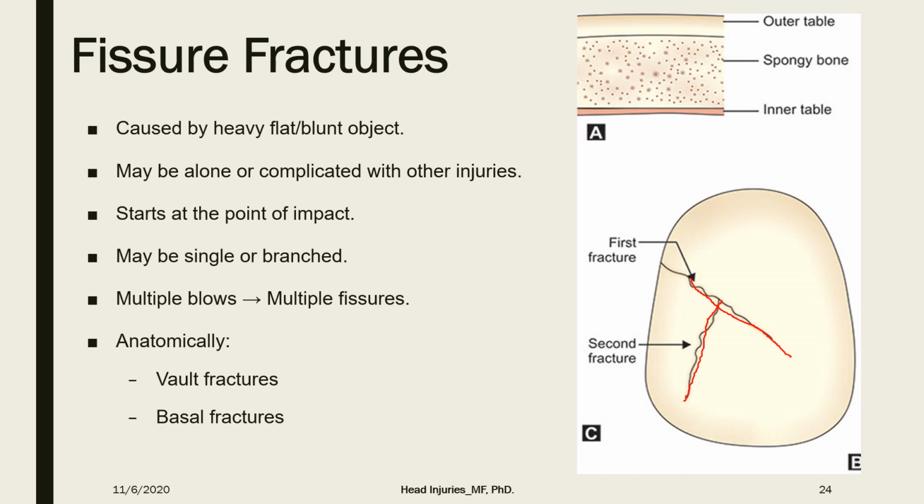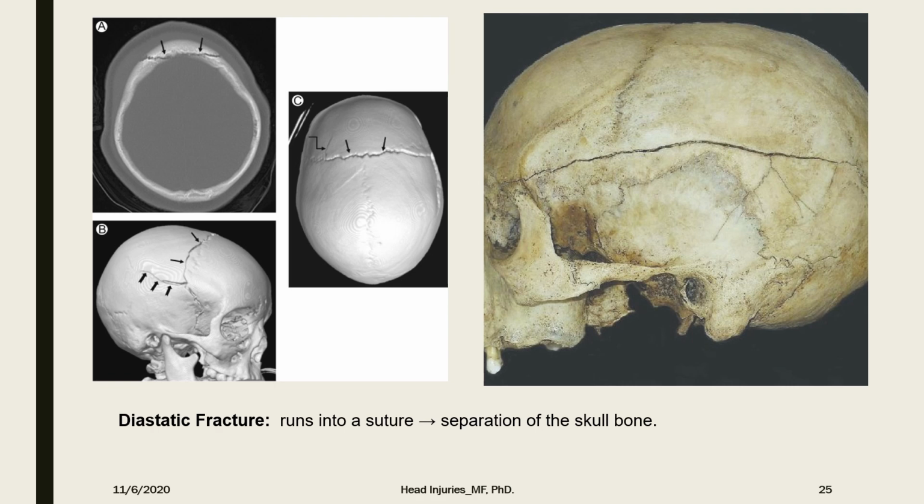Anatomically, vault fractures happen to the frontal, parietal, or occipital bones, and basal fractures happen in the base of the skull, because it is a weaker part of the skull where it is interrupted by many foramina. These are some pictures showing some fissure fractures. For example, on this slide, you can see that the fracture is extending from the frontal bone to the occipital bone. In this picture, I want you to look at this fracture where it is running into the coronal suture, causing separation of the skull bones.